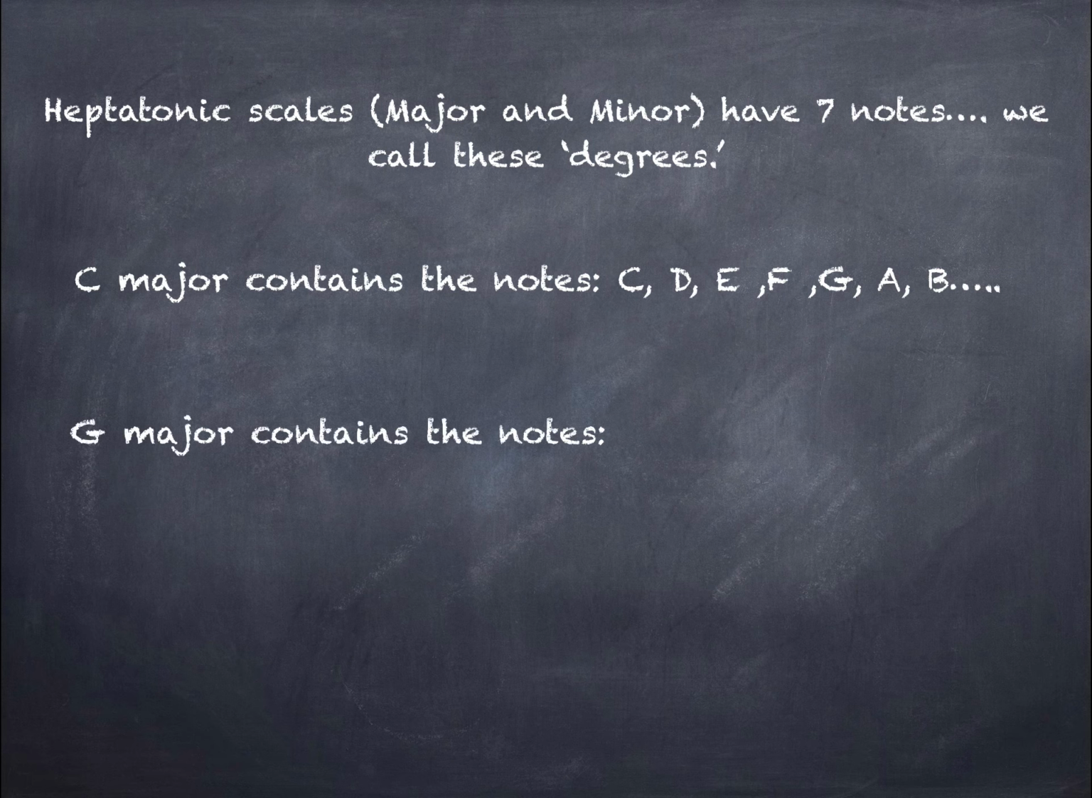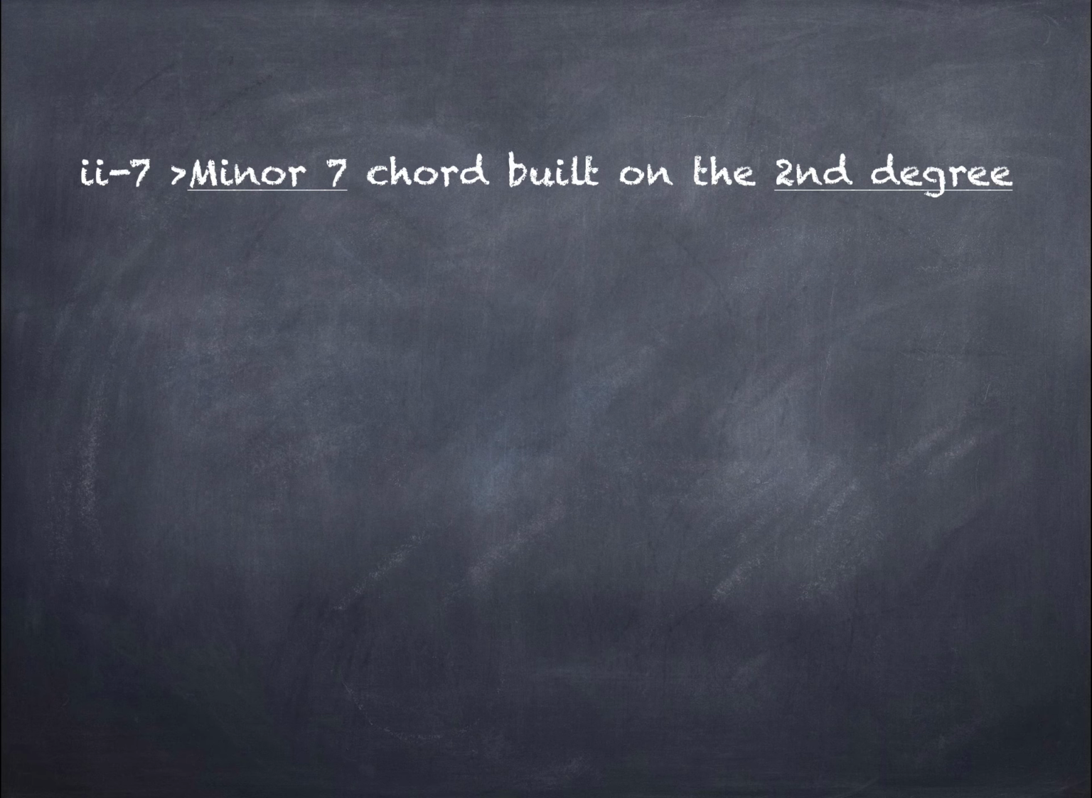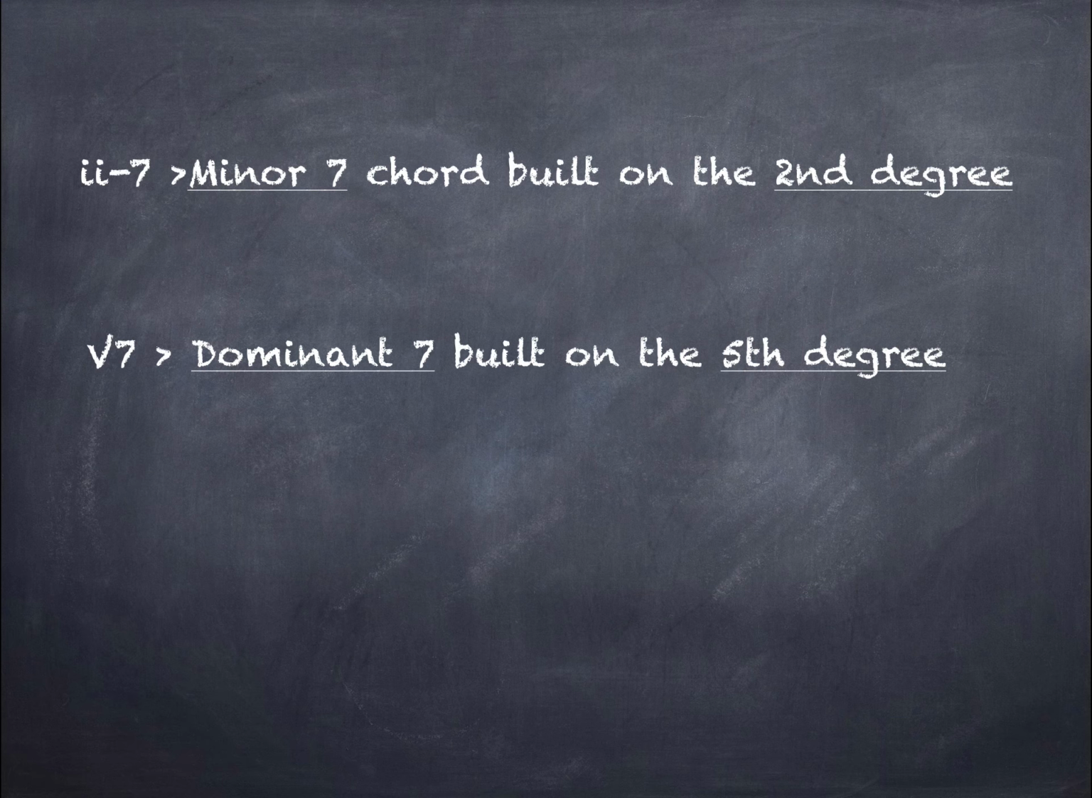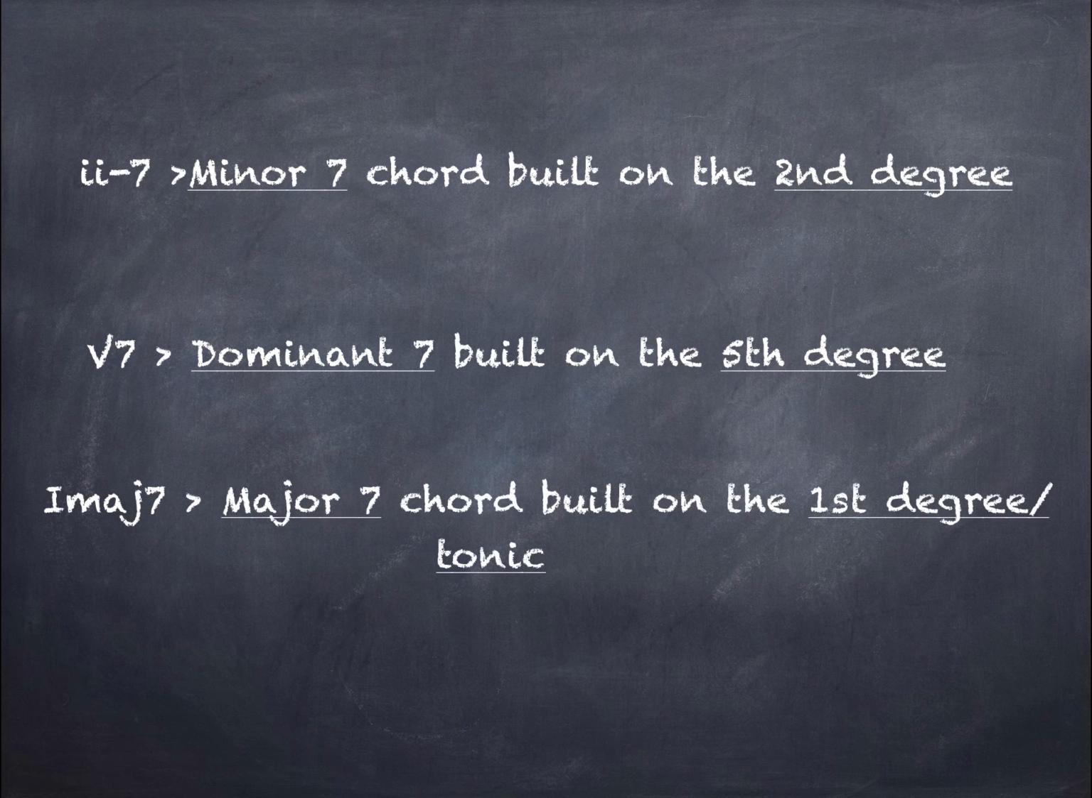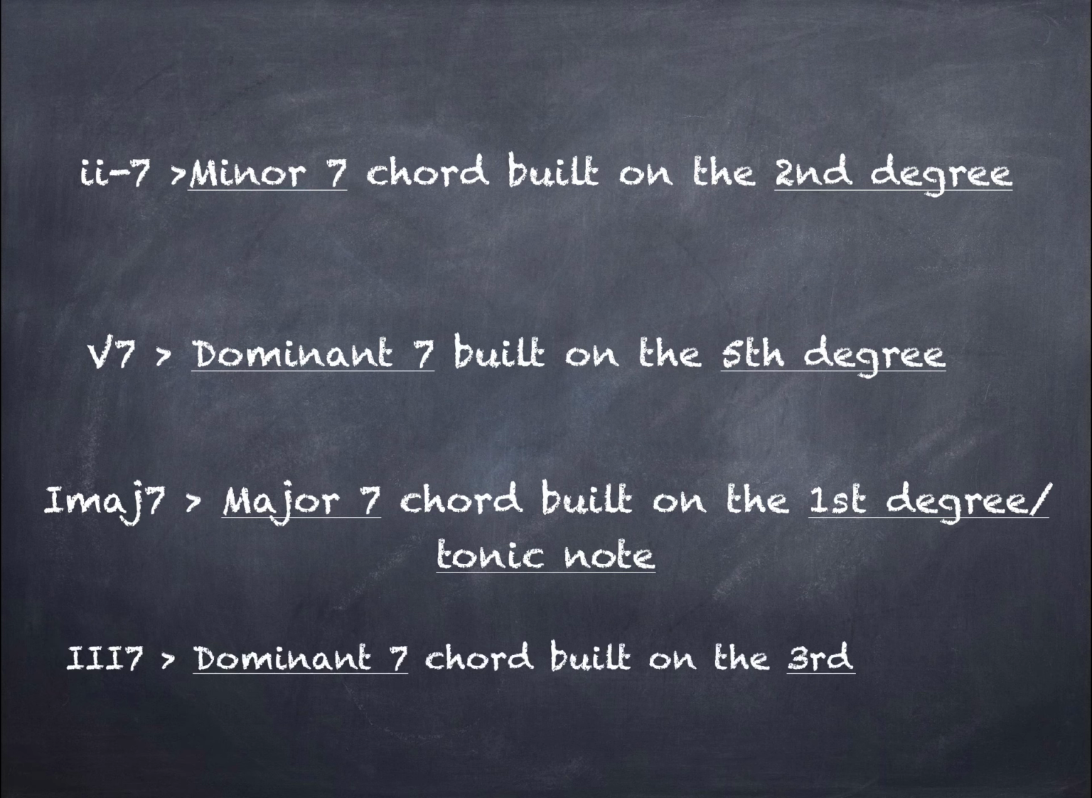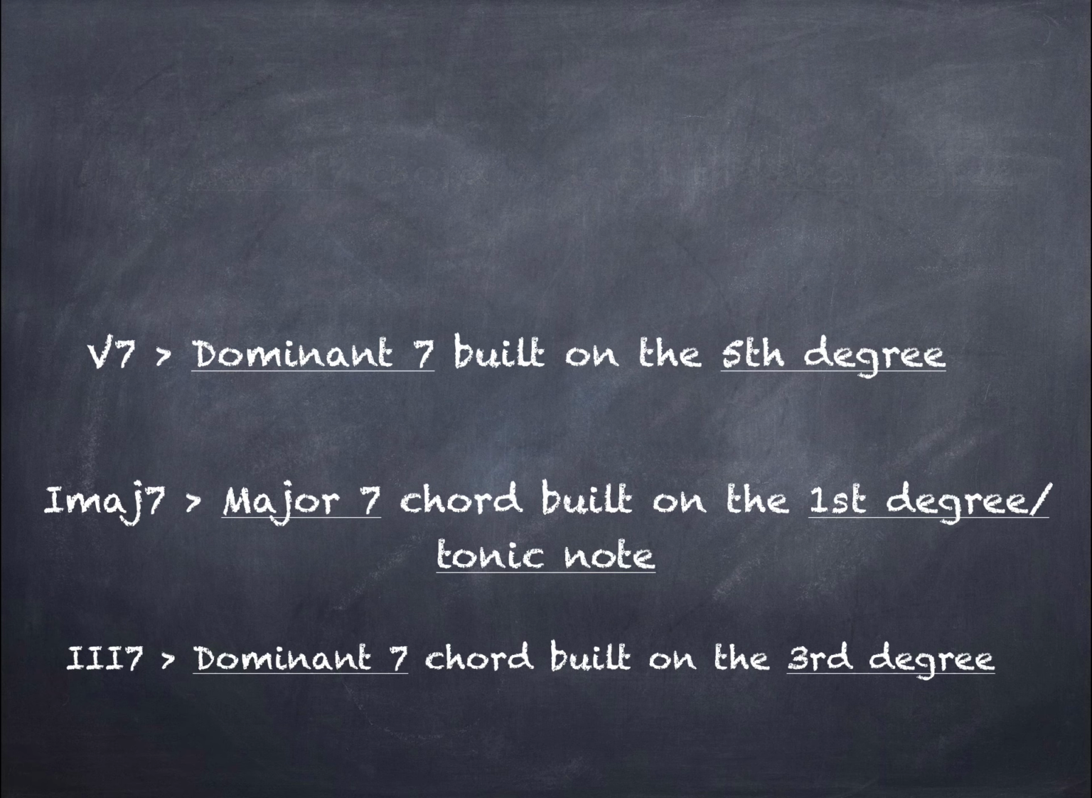So a 2 minor 7 is a minor 7 chord built on the 2nd degree. A dominant 7 chord is built on the 5th degree. A 1 major 7 is a major 7 chord built on the 1st degree. We can also call this the tonic note. And a 3 dominant 7 is a dominant 7 built on the 3rd degree. So we're going to look at the key of G major.